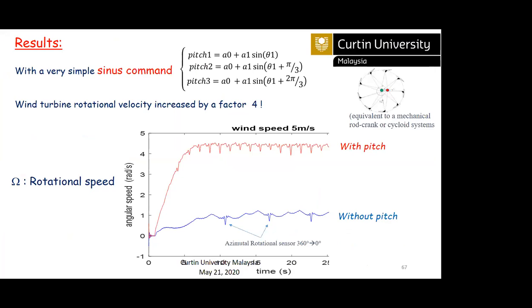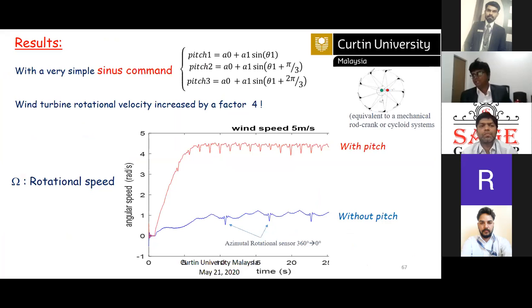While we look at the results for rotational speed, you can see that without pitch, at 5 meters per second, the rotational speed was very low.